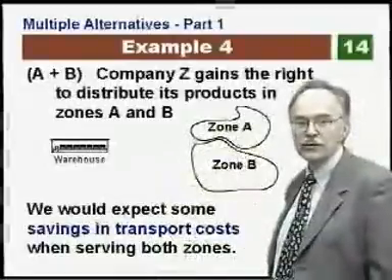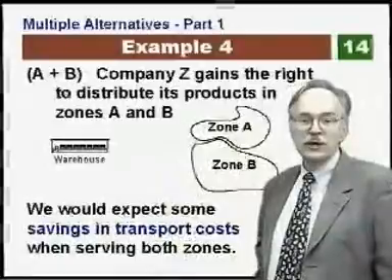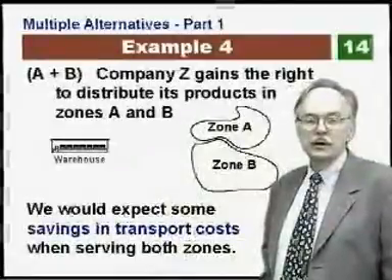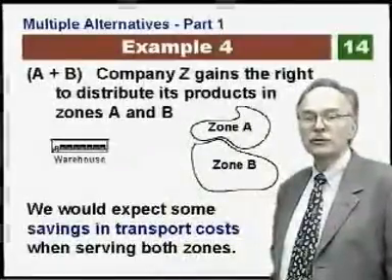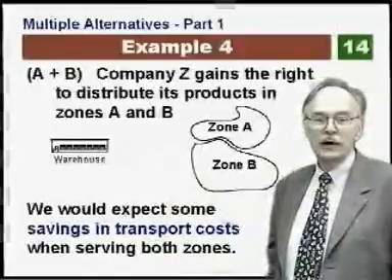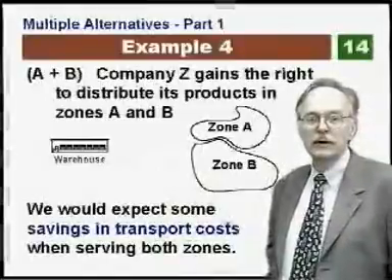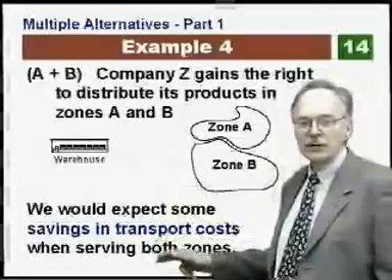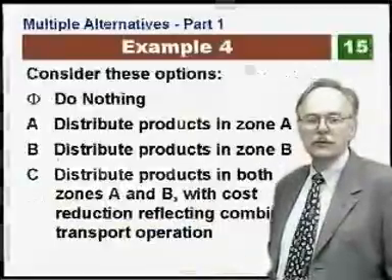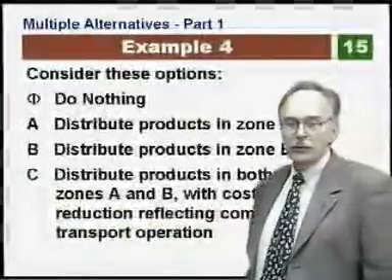You distribute your products in both zones, and normally you would expect some savings in transport costs, either because you're going to have more full truckloads or you're going to have better routes, shorter routes, better coordinated routes. You're going to get some savings by having both zones. So then we would consider these options.